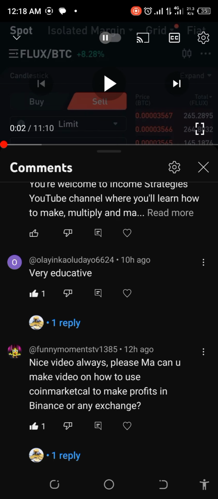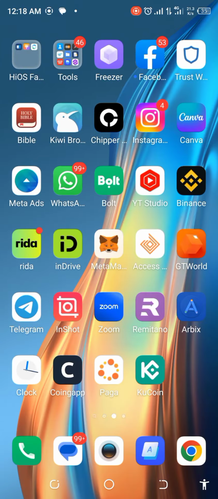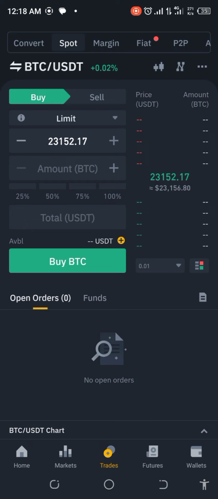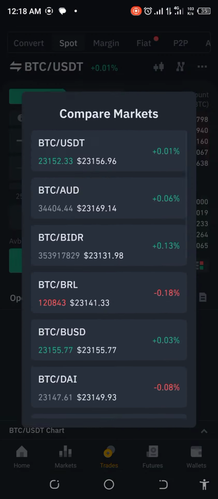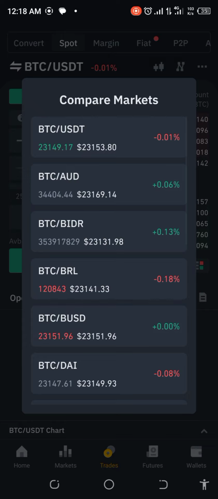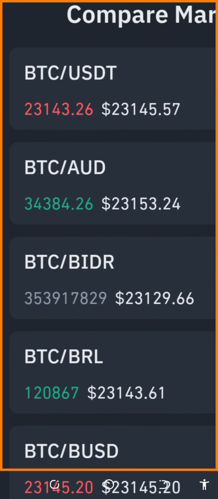One of the things that we can use, like I told you earlier, is going to Binance, where we have Binance's own arbitrage scanner. I'm going to show you that in a bit, which is the compare market element, where you can check the different places where that particular pair is listed and at what price. I had already spoken about this a lot in triangular arbitrage, because as you can see here, the prices are listed on different markets.